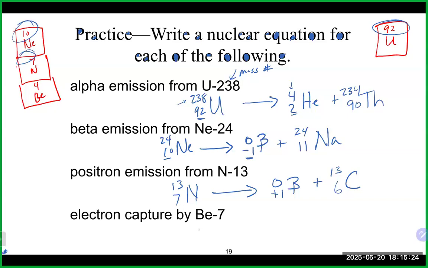Lastly, beryllium has an electron capture. So an electron capture means the reactant side is where we want to put that particle. And our beryllium 7, and going to the periodic table there, 4. In this case, we just need to add them together. So 4 plus -1 gives us a 3 for the atomic number. And that's going to be lithium. And up on top is going to be a 7 there.